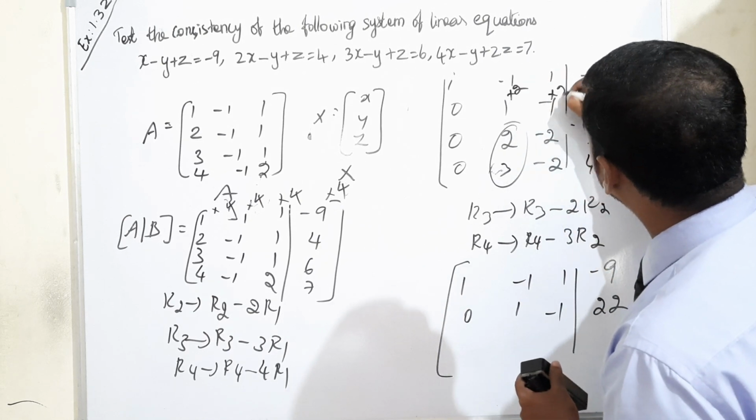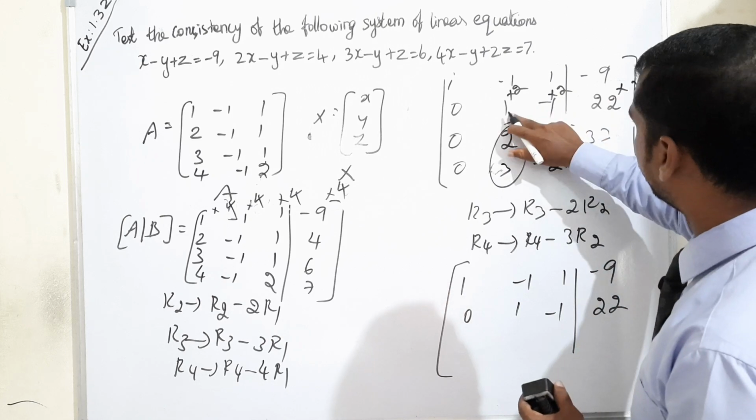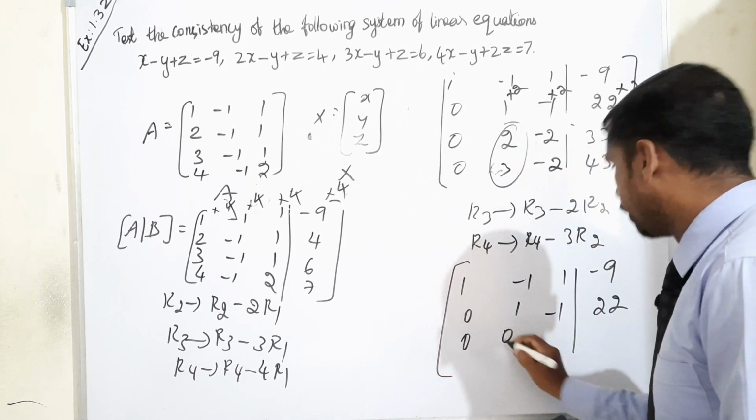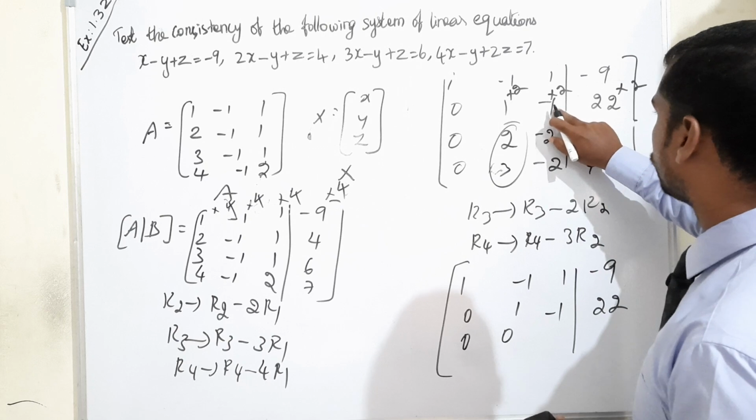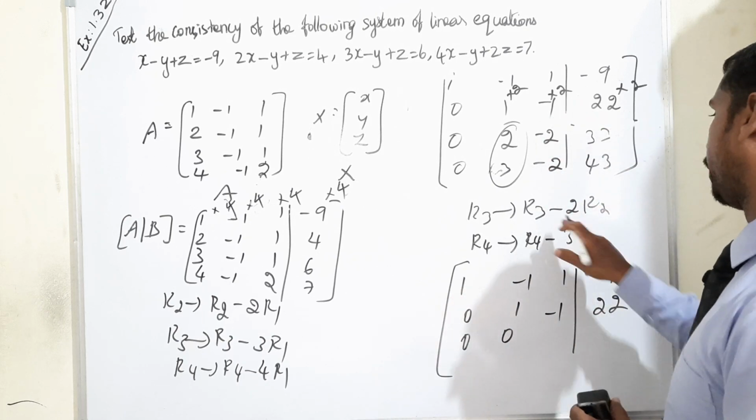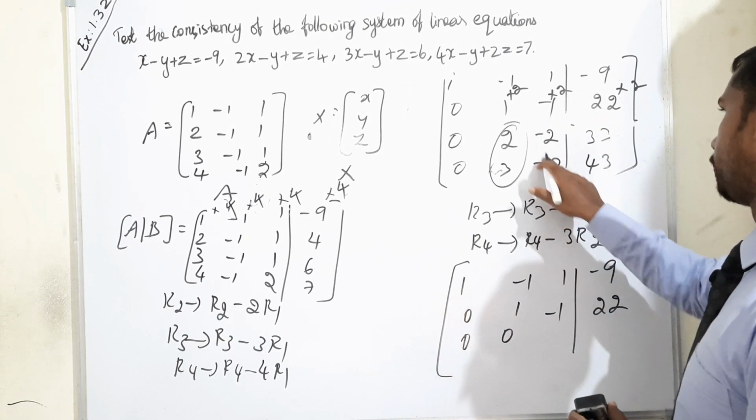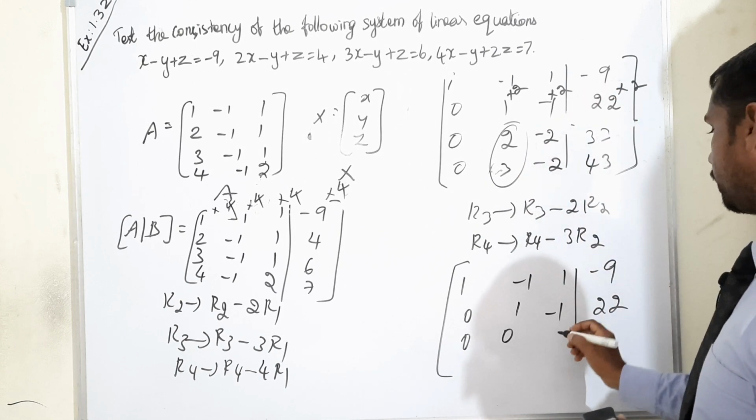Into 2, into 2, into 2. So 1 into 2, 2. 2 minus 2, 0. Here actually minus 1 is there. Minus 1 into minus 2. Here also common minus. So minus into minus, plus. So minus 2 plus 2 means the value will be 0.